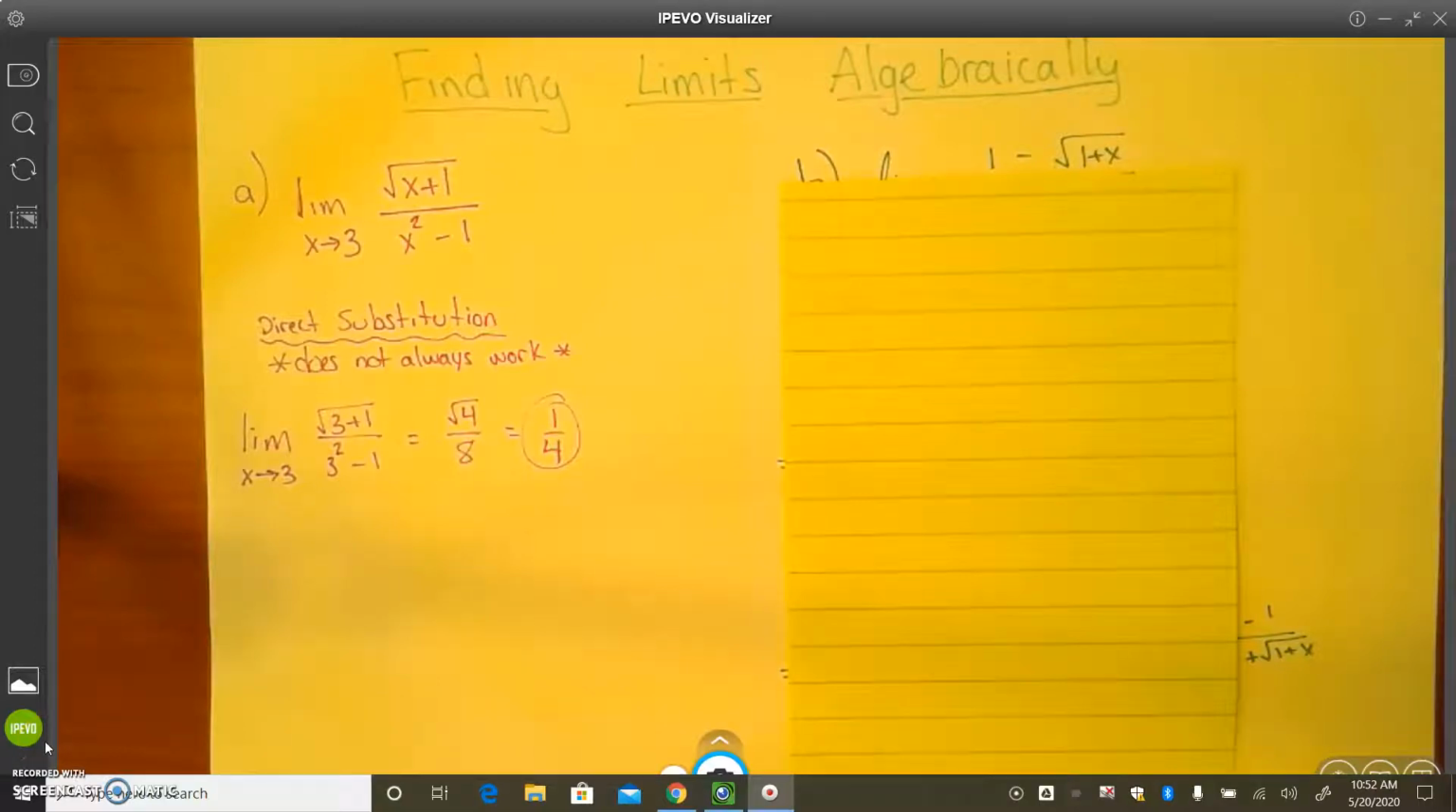Good morning, folks. We're going to move a little bit further ahead with how to find these limits of functions.